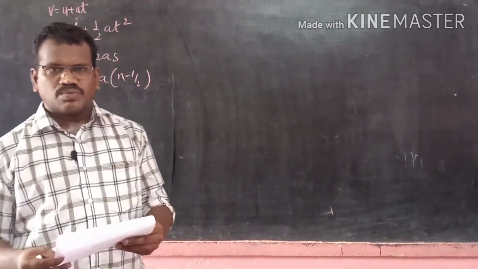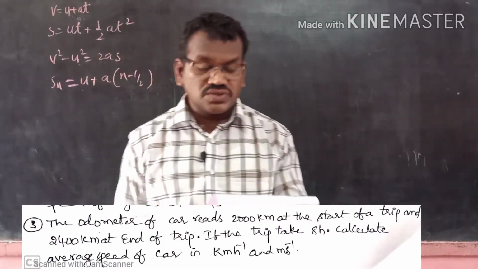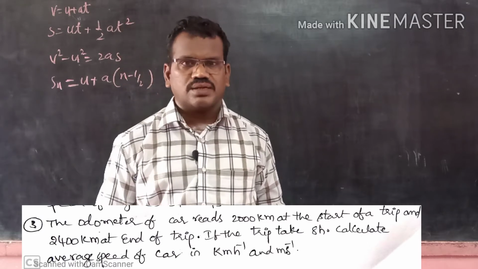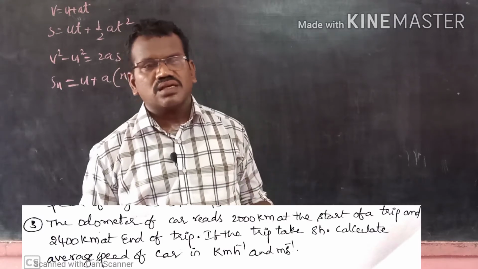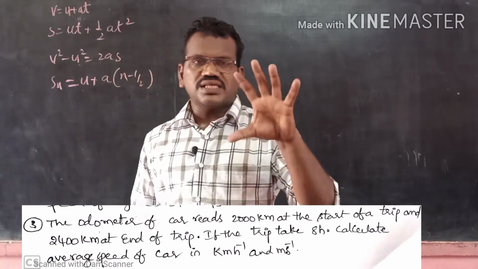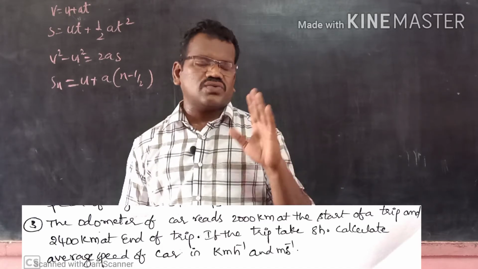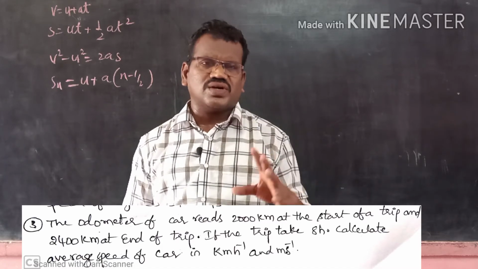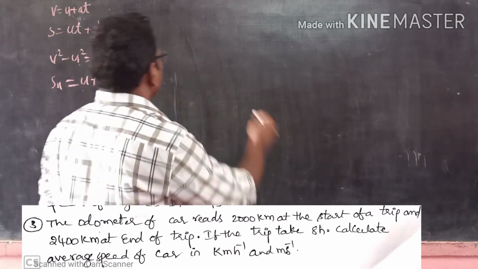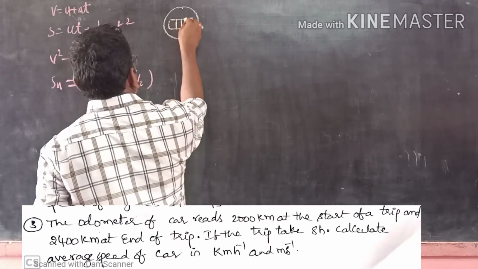Now see the third problem. The odometer of a car. What is an odometer? In a car, two types of meters we can observe. One is the speedometer, another one is the odometer. The speedometer shows the instantaneous speed of the vehicle, 20 kilometers per hour or 80 kilometers per hour, 120 like that. But in the case of the odometer, we can see the readings. I think it will be like this. Here the readings, digitals will be there.